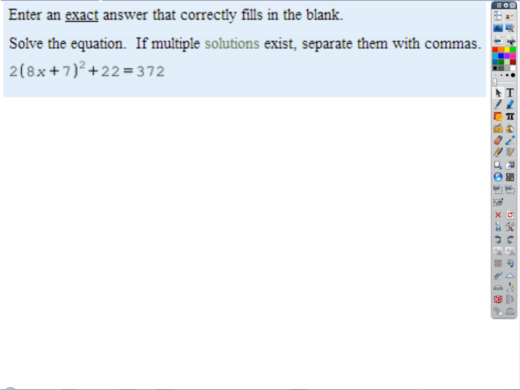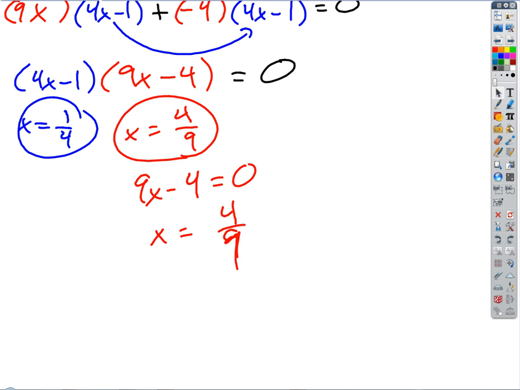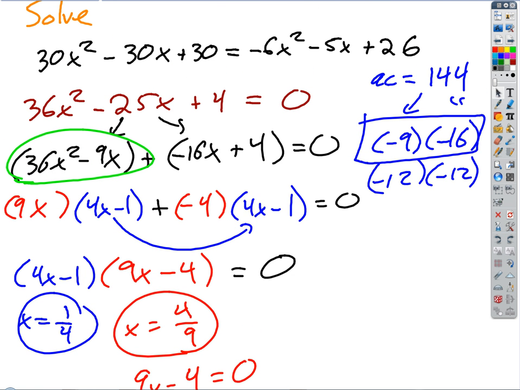Okay, so now what about one like this? Minus 12. What's the answer? So the answer is 1 fourth, comma, 4 ninths. Those are my solutions. The question would have said, find the zeros. I don't think I have a question up there, but it would have said to solve it.